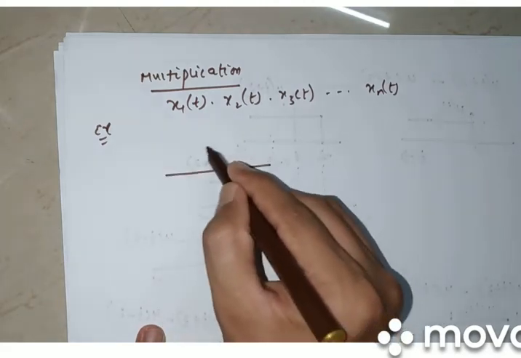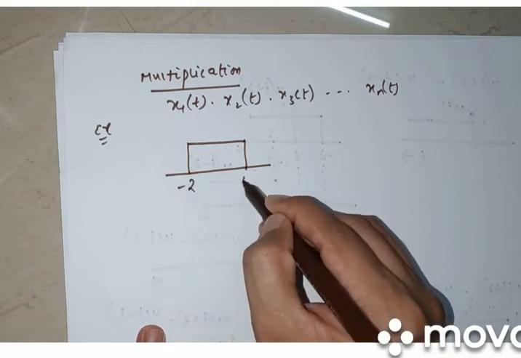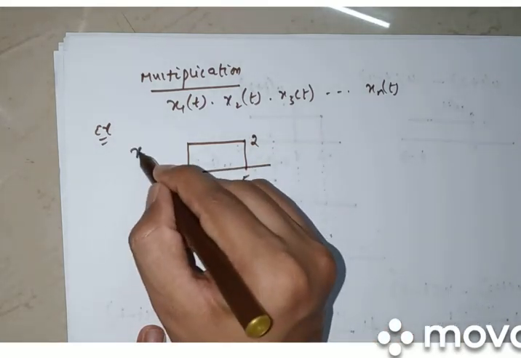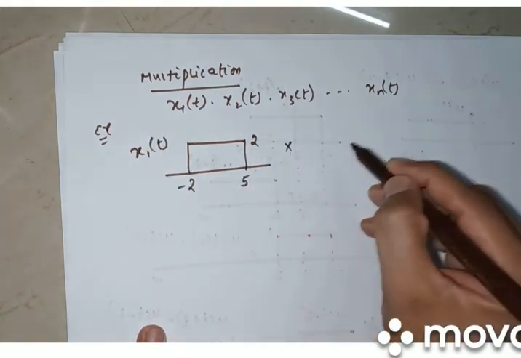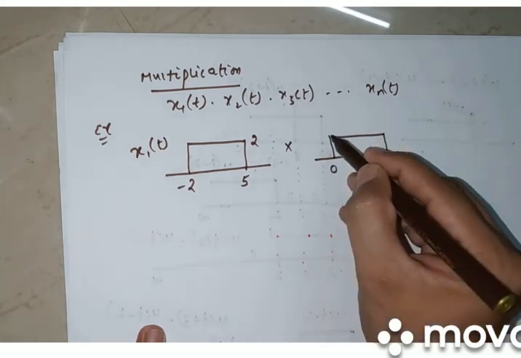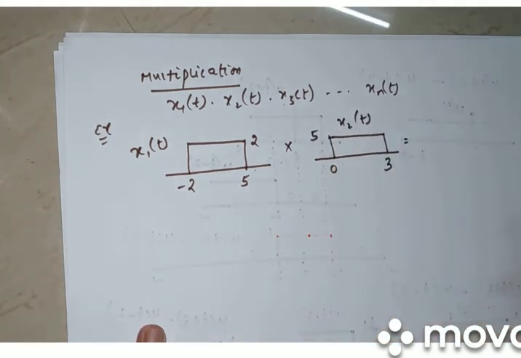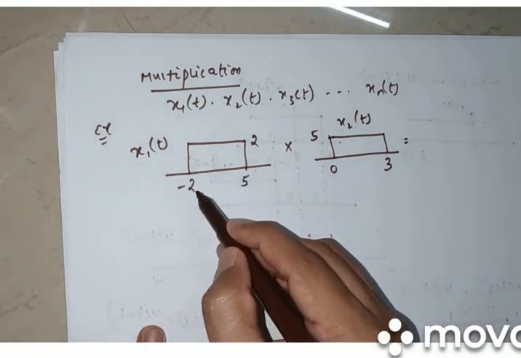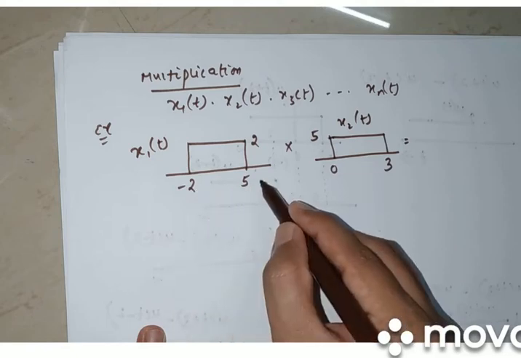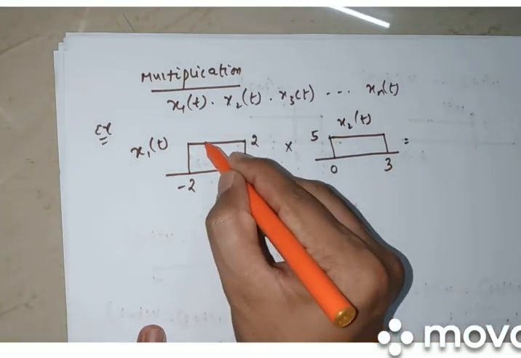Let's take one signal like this. Take randomly from minus 2 to 5, let some value be 2. Okay, and let this be x1(t), multiplied by x2(t) from 0 to 3, let some value be 5. So what is the answer? Same. See, here the limit is 0 to 3, here it is minus 2 to 5. Okay, now minus 2 to, same process that I am doing like this.